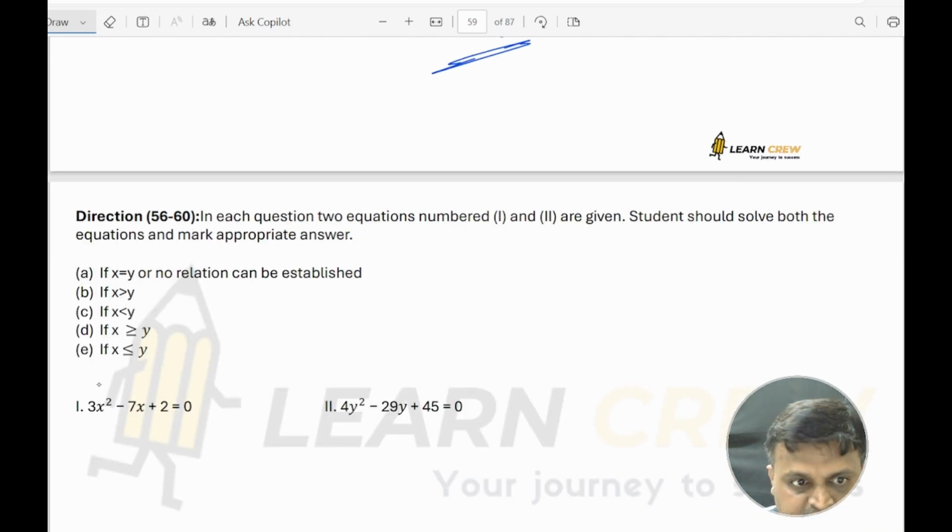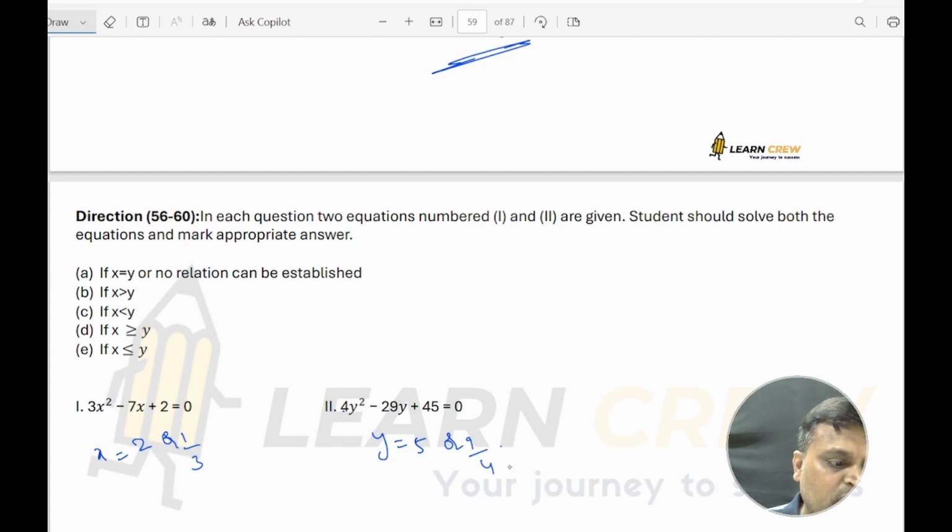Next, 3 into 2 is 6. So minus 6, minus 1. Minus 6 minus 1 means you will get here 6 by 3, 2. X is equal to 2 or 1 by 3. And here 45 is 180. 180 means 20, minus 20, minus 9. Minus 20 minus 9 means how much you will get? You are going to get 20 by 4, 5. Y is equal to 5 or 9 by 4.